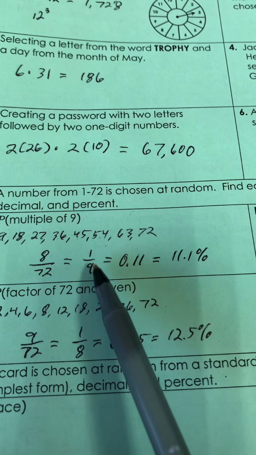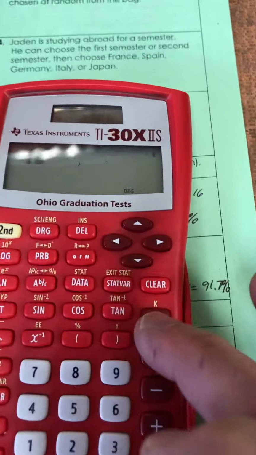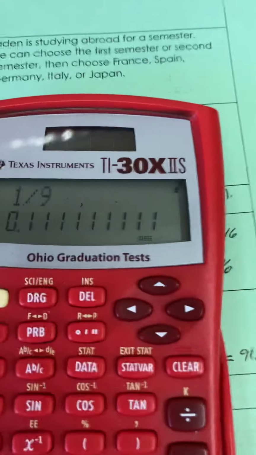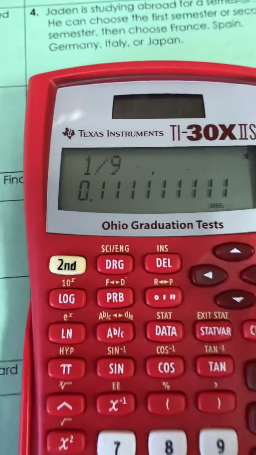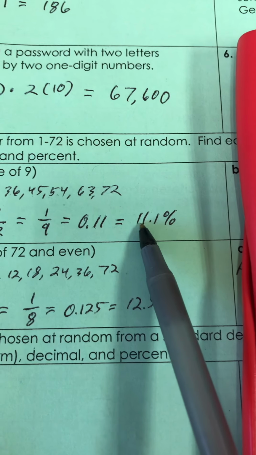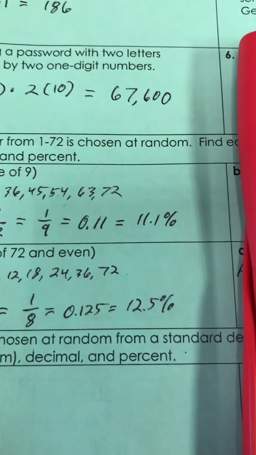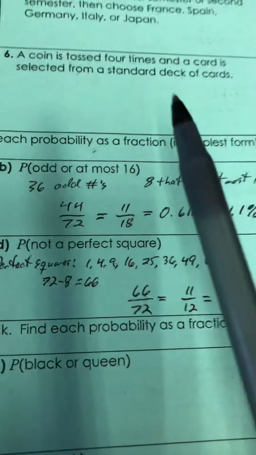You just put that in your calculator. 1 divided by 9, just like this, guys. It equals, that's where that 0.11111 comes from. And I just went to the hundredths. And you move the decimal 2 places to the right to make it a percent each time.